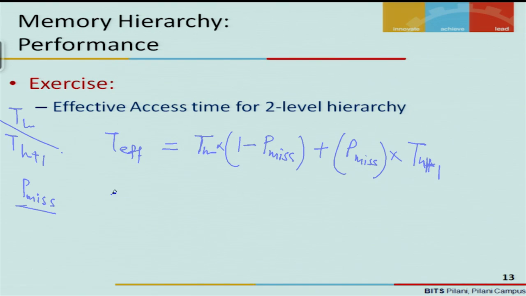So this effective time will definitely be somewhere in between TH and TH plus 1. Our requirement is that it should be closer to TH. That's the place where the locality of reference concept is used. Most of the data should be available at the highest level of the memory. If it is more than 90%, that is always preferable. If it is less than 90%, then the effective time is going towards TH plus 1.